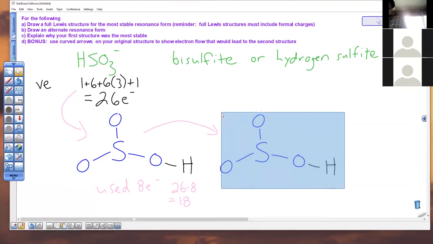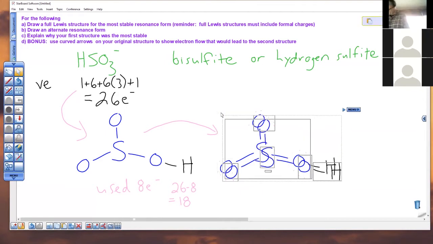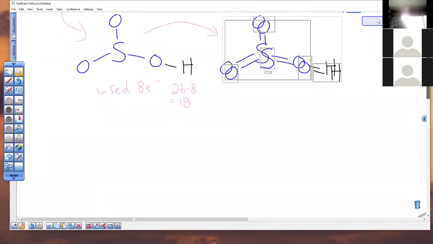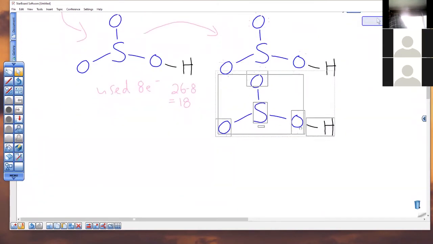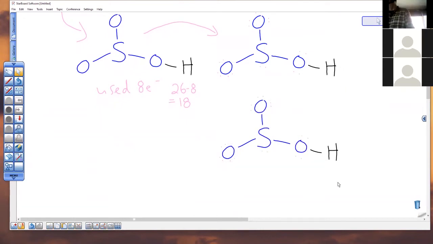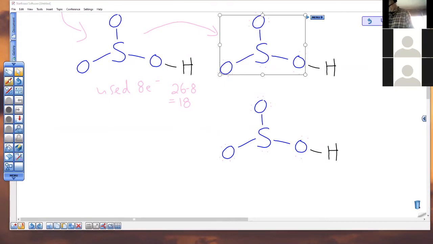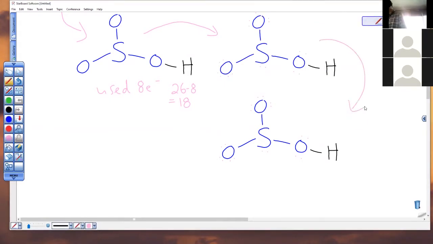I think I'm going to get that little arrow. I didn't. May have missed a lone pair or two. Let's see what we got. Nope, we got everything. Oh, not my intention. That's what I wanted. I'm going down here.